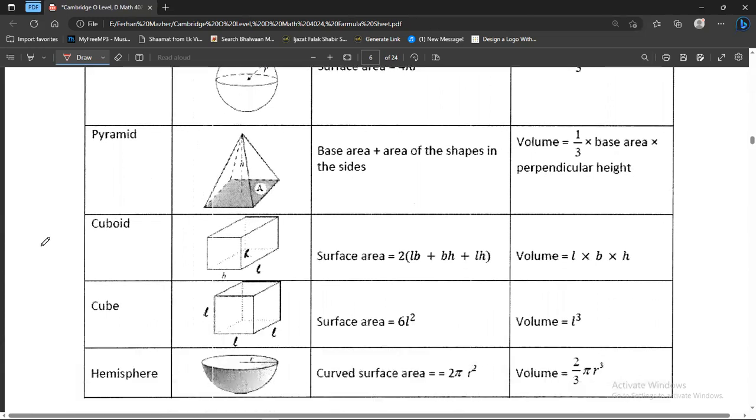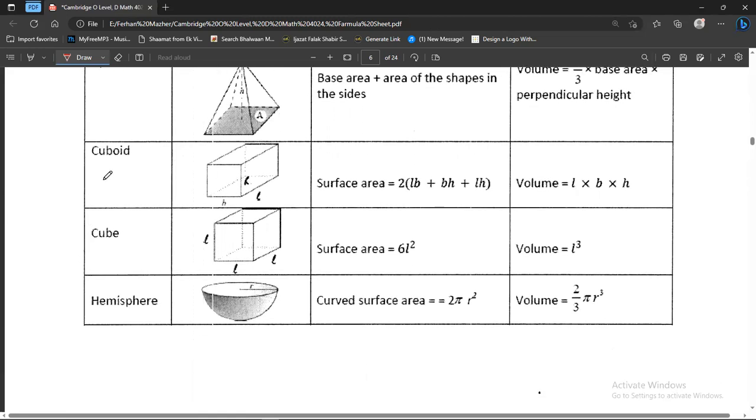Pyramid, and the base, its surface area is the area of the base and the area of the shapes on the sides. For example, it has 4 triangles as walls. So the area of these 4 triangles and this base. Volume of the pyramid is 1 by 3 into base area into the perpendicular height.